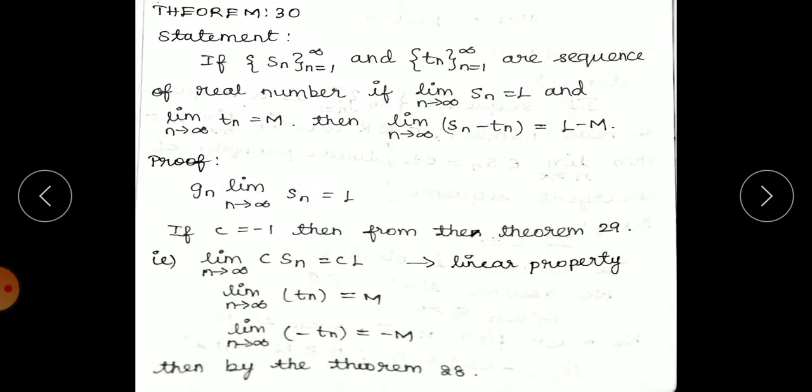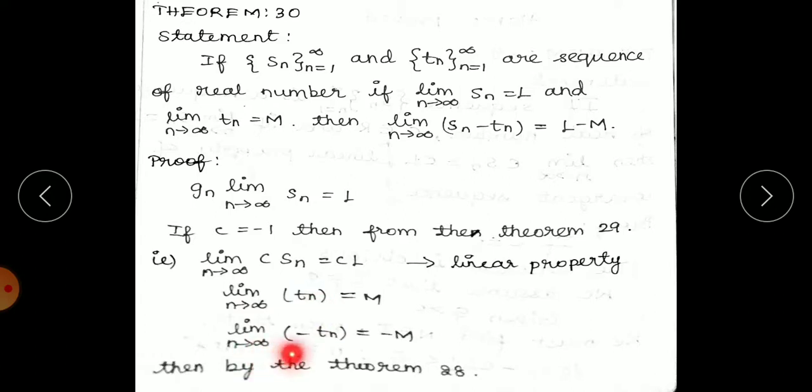Next theorem. If Sn and Tn are two sequences of real numbers, and if the limit of Sn equals L and the limit of Tn equals M, then the limit of Sn minus Tn equals L minus M. For the first theorem, that is the 28th theorem, we saw that Sn plus Tn tends to L plus M. Here only the operation is different, that is a minus. Given that the limit of Sn equals L, and taking C equal to minus 1, from theorem 29, the limit of C into Sn equals C L, this linear property. Here the limit of Tn equals M.